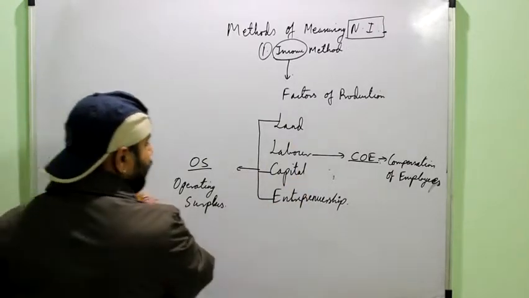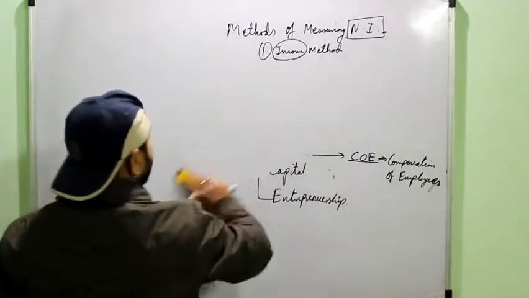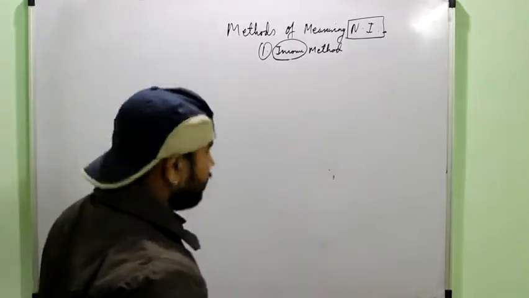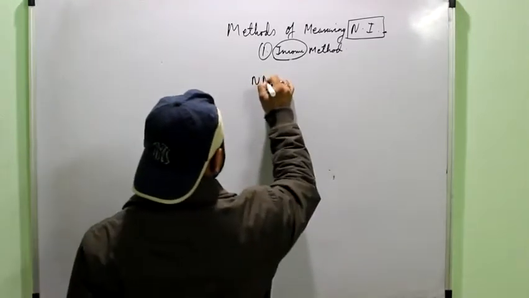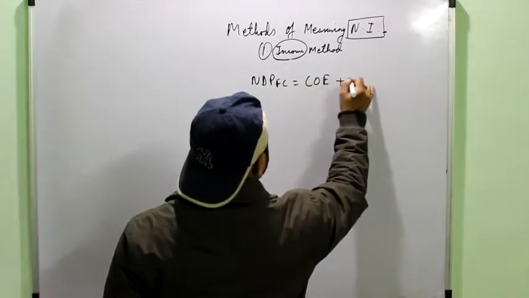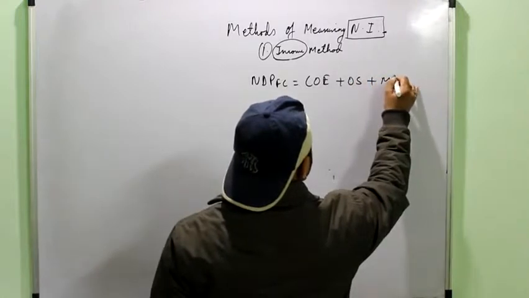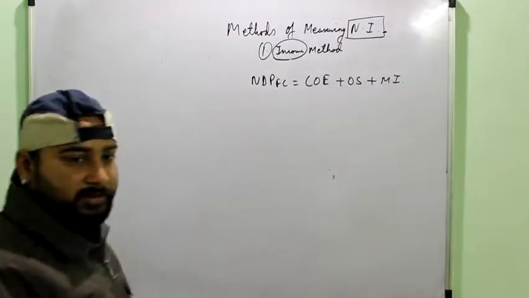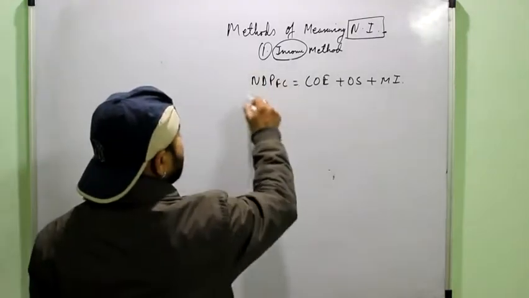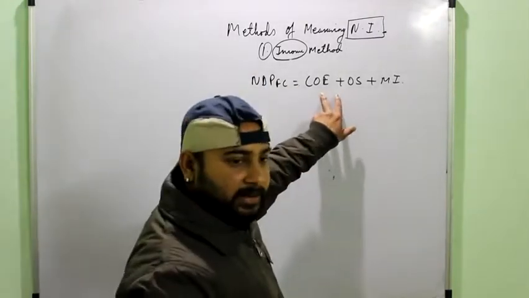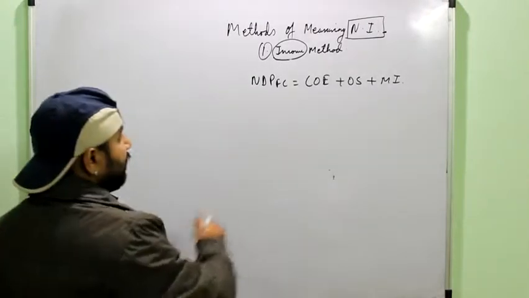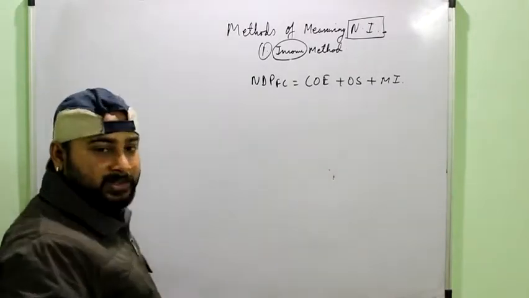Now the formula that we use under the income method is NDP FC is equal to COE plus OS plus MI, right? Now we will study these. It means that we will get the domestic income when we apply the formula COE plus OS plus MI. And remember, NDP FC is the domestic income.